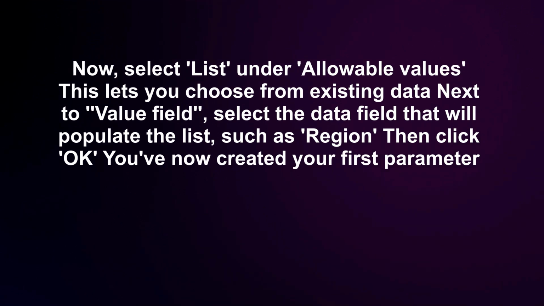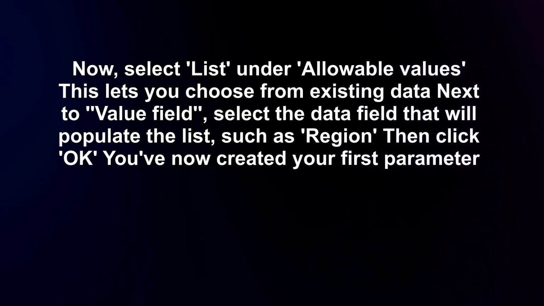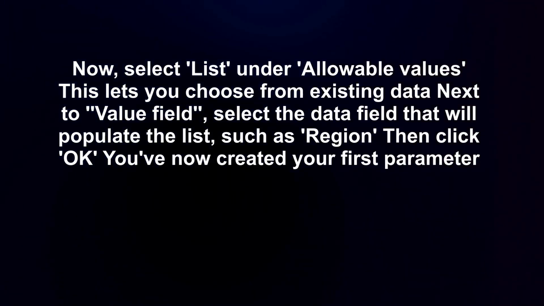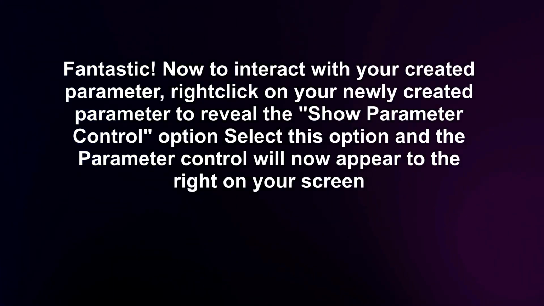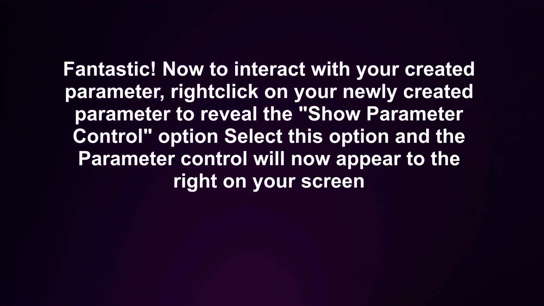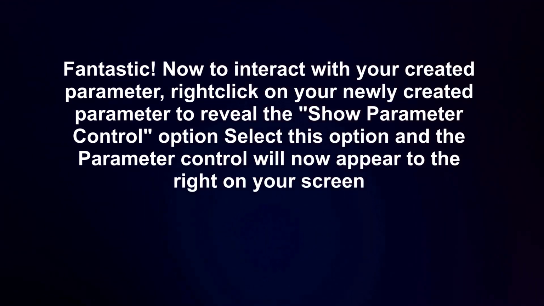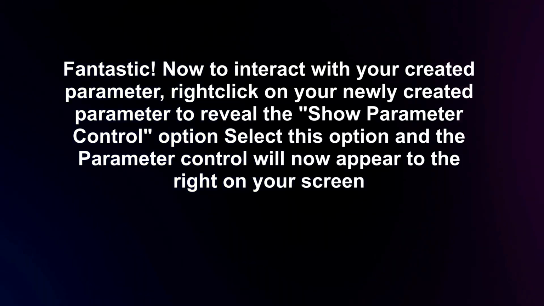This lets you choose from existing data. Next to Value field, select the data field that will populate the list, such as region, then click OK. You've now created your first parameter. Fantastic! Now to interact with your created parameter, right-click on your newly created parameter to reveal the Show Parameter Control option. Select this option, and the parameter control will now appear to the right on your screen.